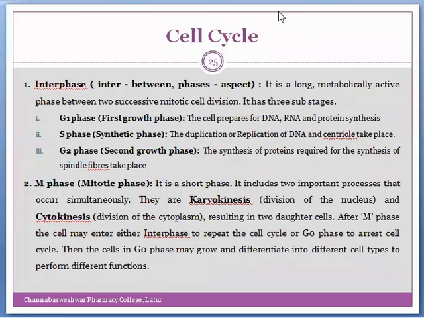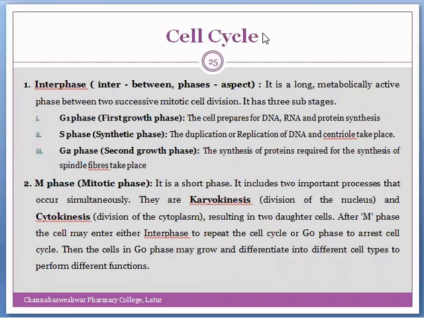So now we will discuss interphase. Interphase is subdivided into three: G1 phase, that is the first growth phase, then S phase, known as the synthetic phase, and third is G2 phase, known as the second growth phase. What events occur during G1? Interphase means growing, in which cells grow. So first G1, it is the first growth phase. What happens in the first growth phase? The cells prepare for DNA, RNA, and protein synthesis.